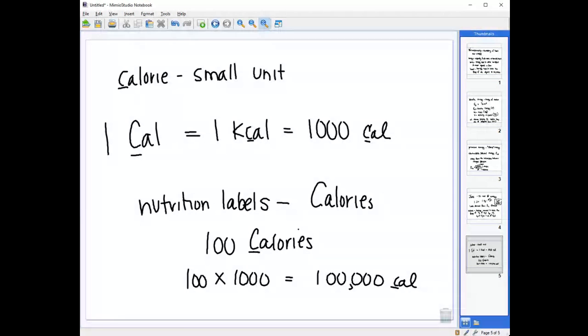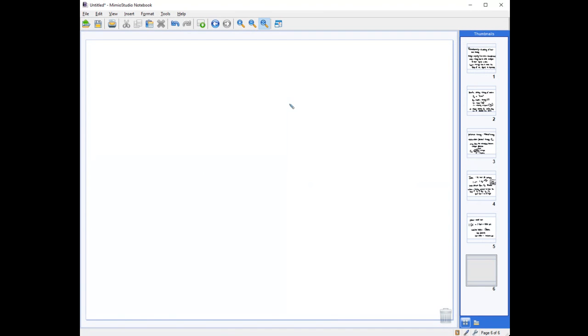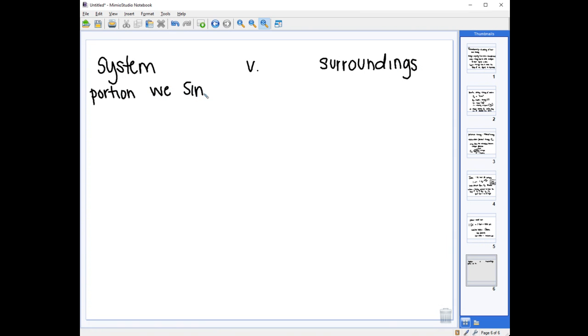All right, so let's look at a few more little definitions here, and then we're going to put all of this together. So when we look at energy, we look at the energy of a system versus the energy of its surroundings. The system is what we're actually studying. So this is the portion we single out for study, versus the surroundings being everything else.